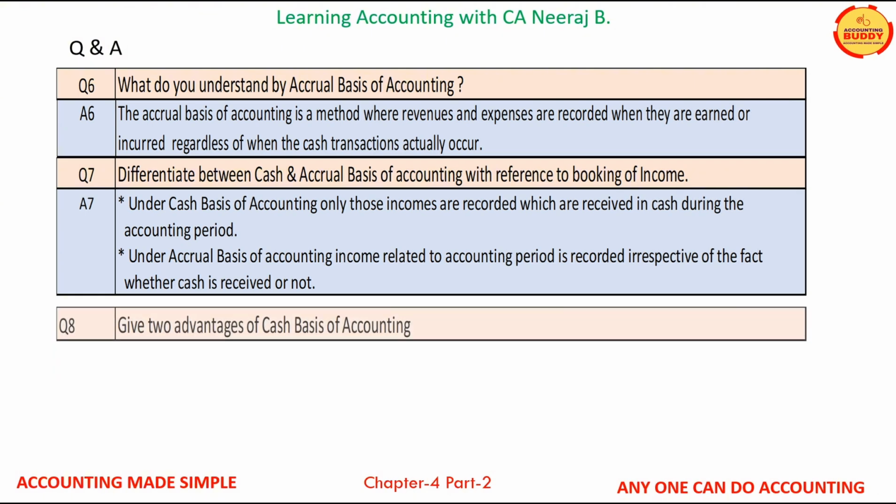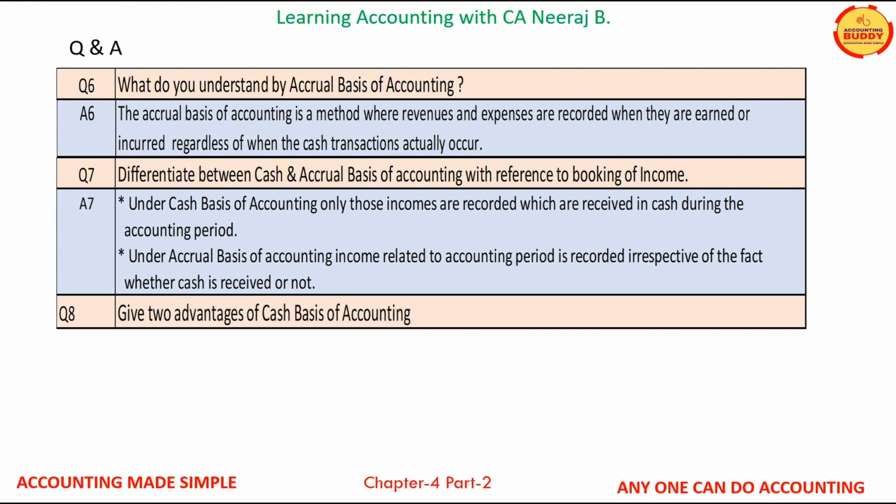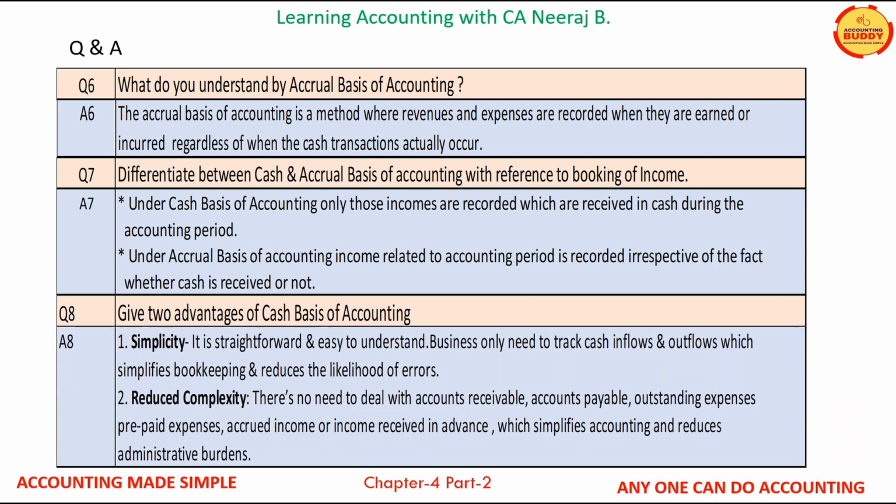Question number 8, give two advantages of cash basis of accounting. Advantage number one, simplicity. It is a straightforward and easy to understand method. Business only need to track cash inflows and outflows, which simplifies bookkeeping and reduces the likelihood of errors.